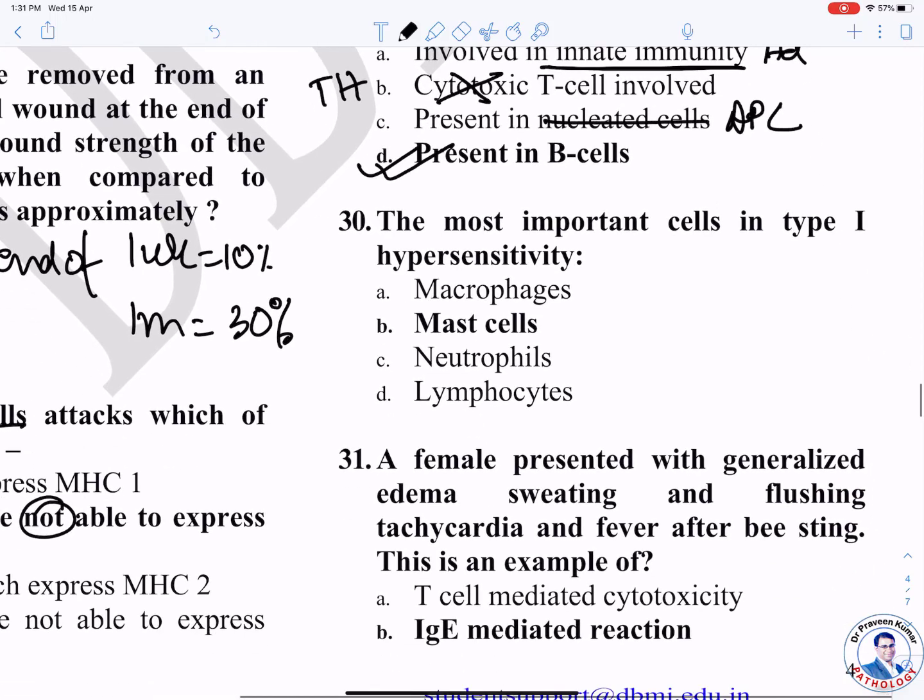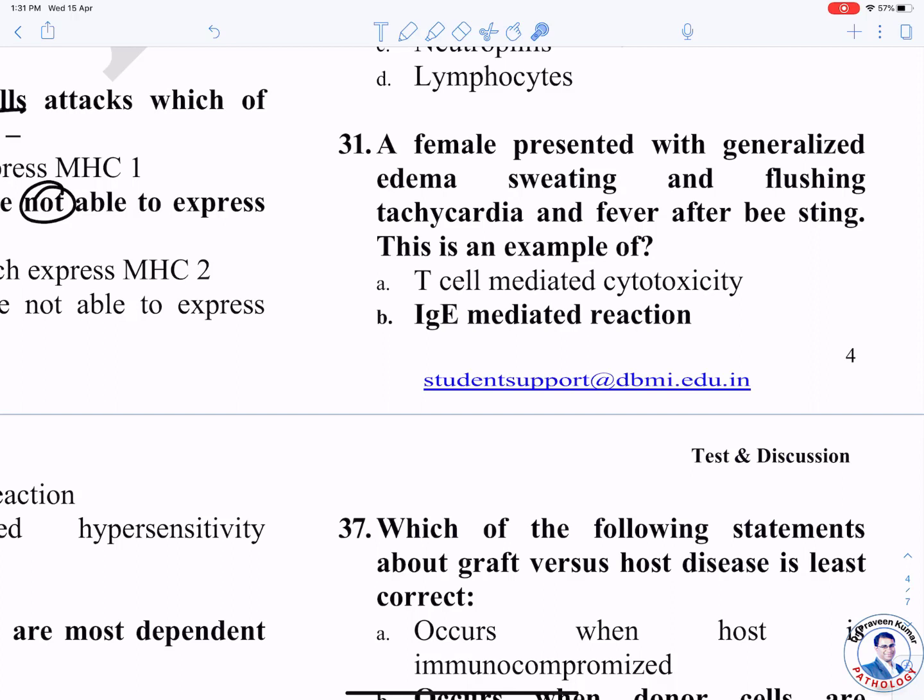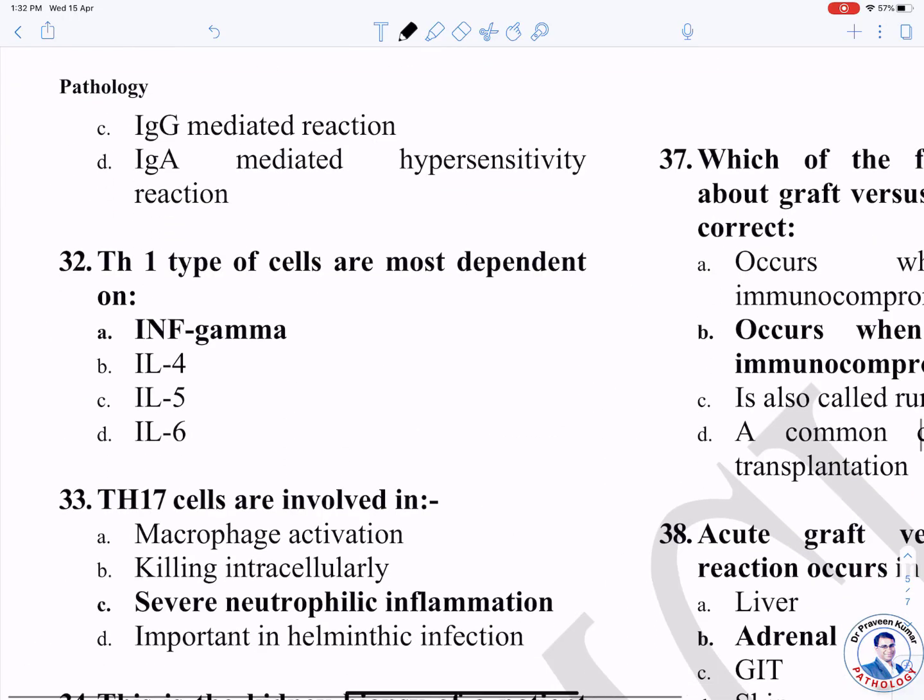About question 30, none of you have made a mistake. This is a straightaway question. Mast cells in the type 1 hypersensitivity reaction. Okay. 31 is straightaway an example of a generalized edema, flushing, which tells you about after bee sting. So definitely it is a type 1 hypersensitivity. The answer should be IgE mediated disease.